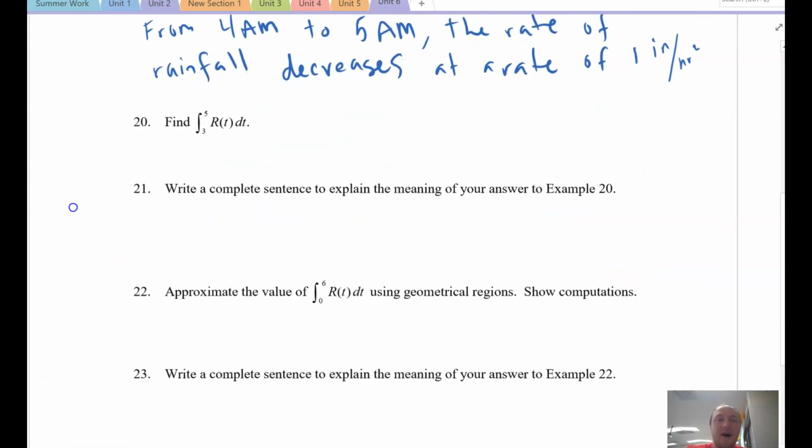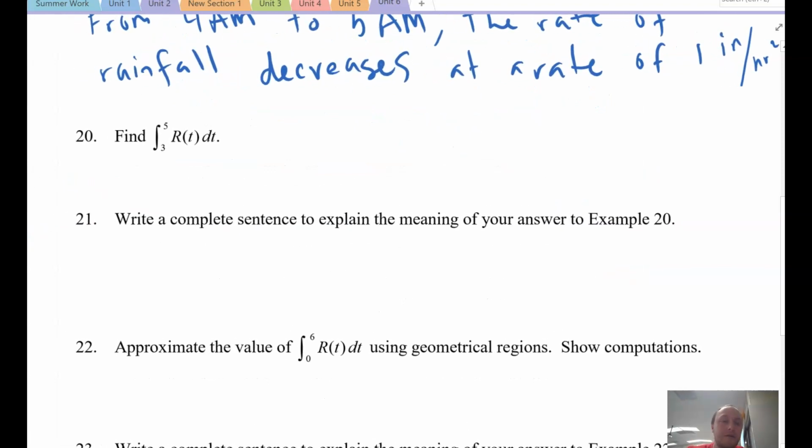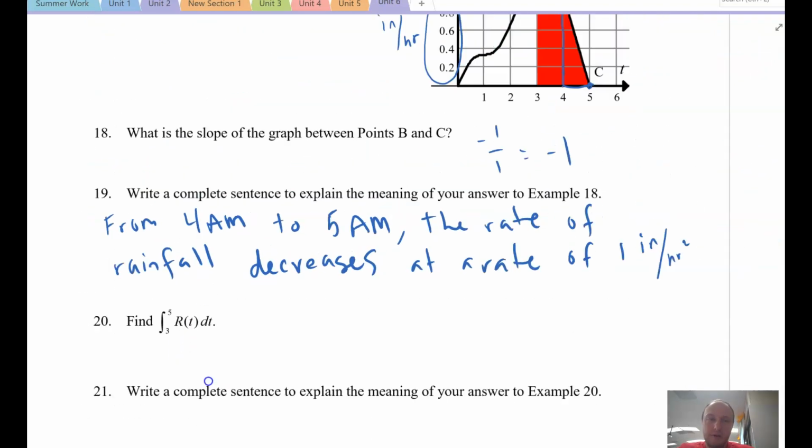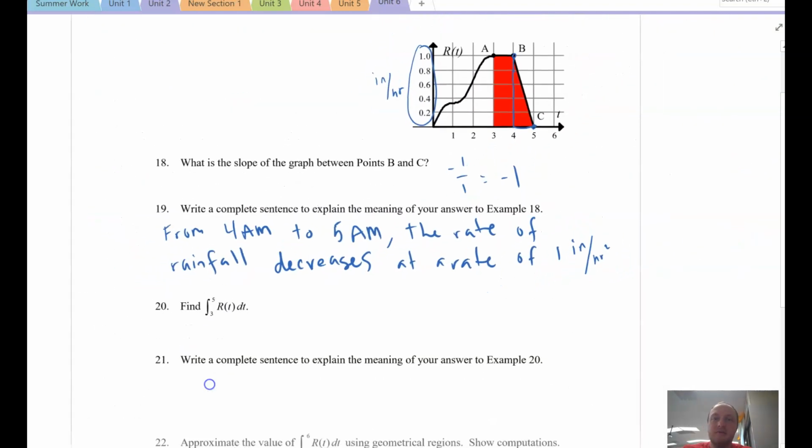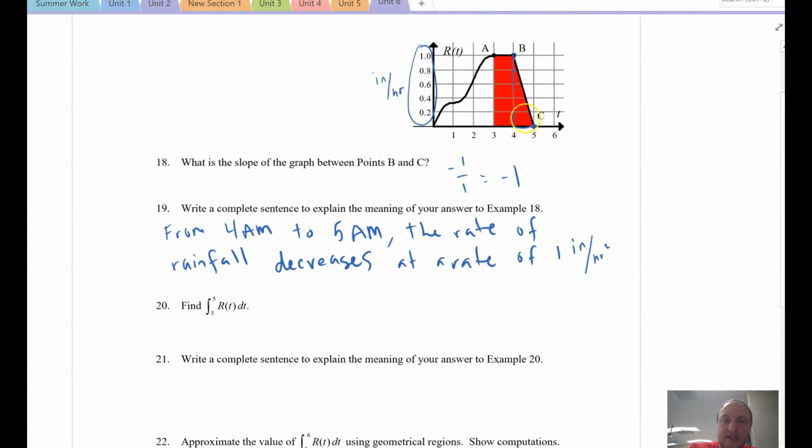Next, find the integral of r of t from 3 to 5 dt. So what they want here is the integral. And remember, the integral is the area underneath the curve. So my bounds are 3 and 5, and so it happens to be just that red signed area here. Okay, and if we want this, all we have to do is calculate it.